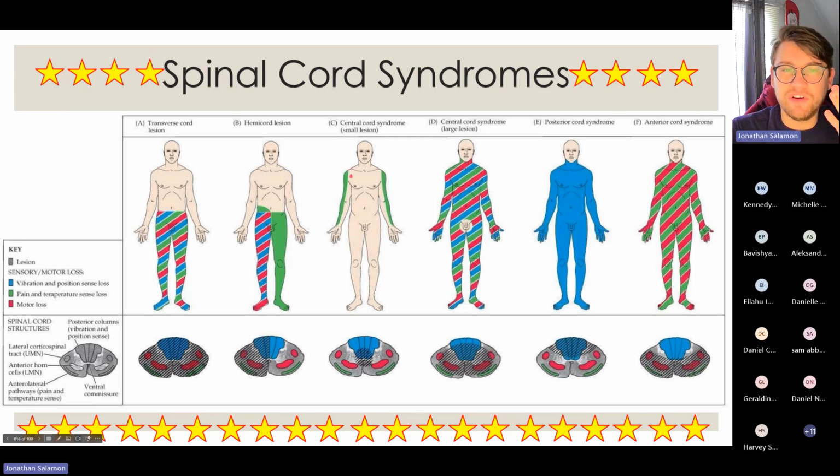You should never, ever miss a central cord lesion syringomyelia question. It is so obvious in all the stems. It is the only time they're ever going to be talking about bilateral pain and temperature loss on the arms. You have that cape-like distribution.